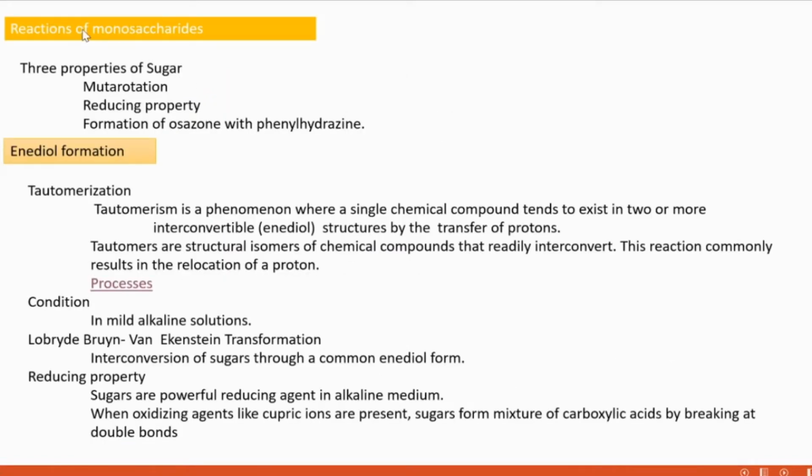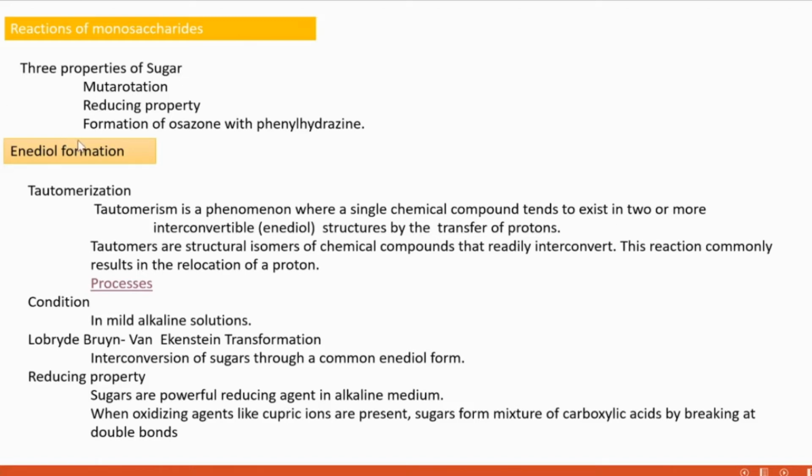Then we go to another important section, reactions of monosaccharides. Mainly 3 reactions are important properties of sugar. They are mutarotation, reducing property, and formation of osazone with phenylhydrazine. Mutarotation we already learned in the last class. It is the change in rotation with time. And that change is there as plane polarized light passes through different isomers.